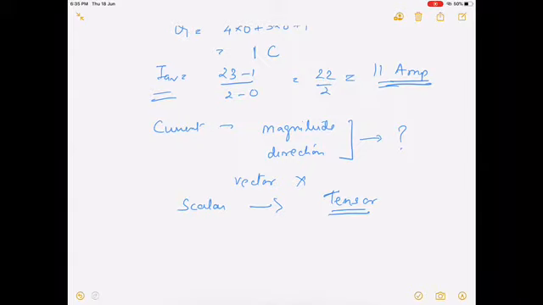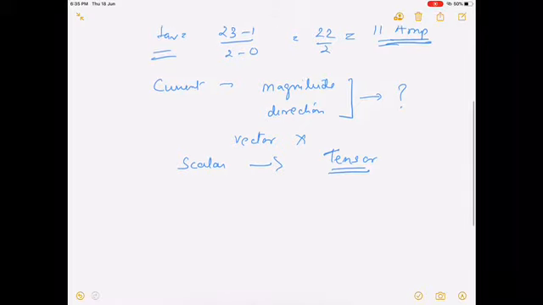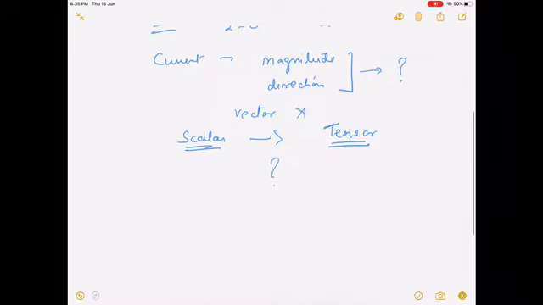If a question comes in your board examination with options asking whether current is a scalar, vector or a tensor, please tick tensor, and if tensor is not given in your options, then please tick scalar. Because when we are limiting ourselves to this book, generally we consider current as a scalar quantity. Now the question becomes, why is current a scalar quantity when it has magnitude as well as direction?